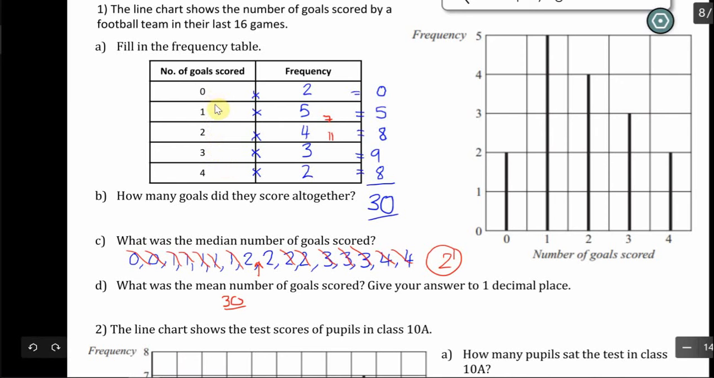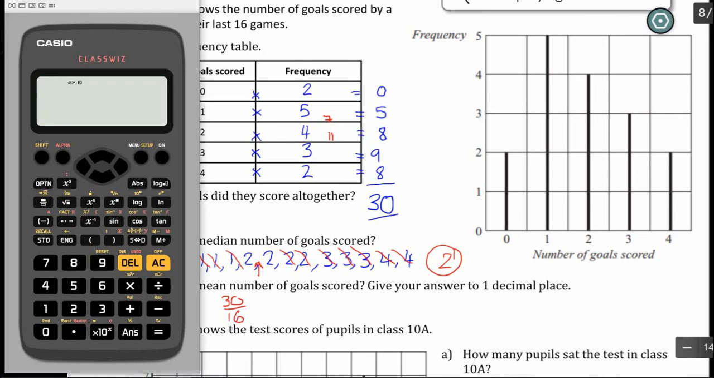What we actually need to divide by is the number of games there were altogether. It tells us that in the question, but even if it didn't tell us that in the question, we could just add up the number of matches. Okay, so we could add up the frequencies, and we'd get 16. So 30 divided by 16 is what we're going to do.